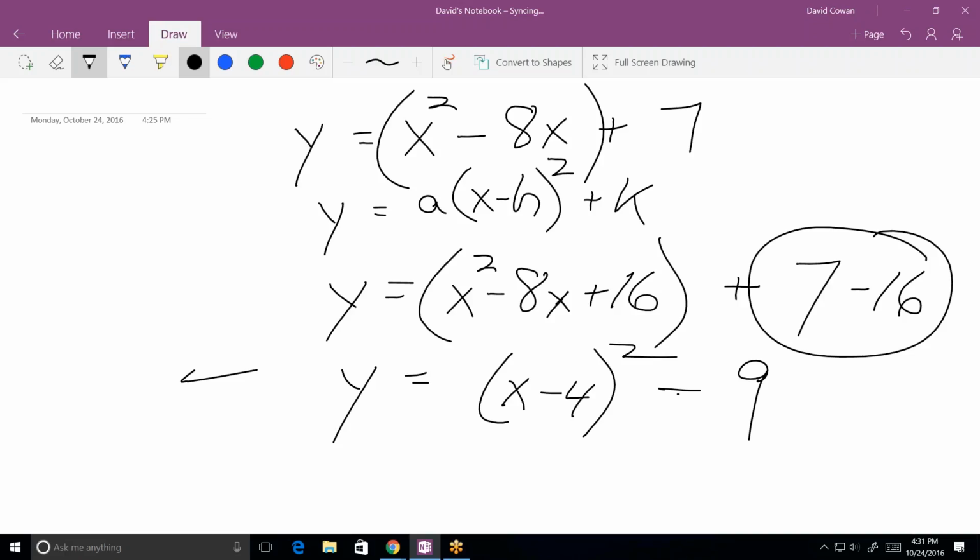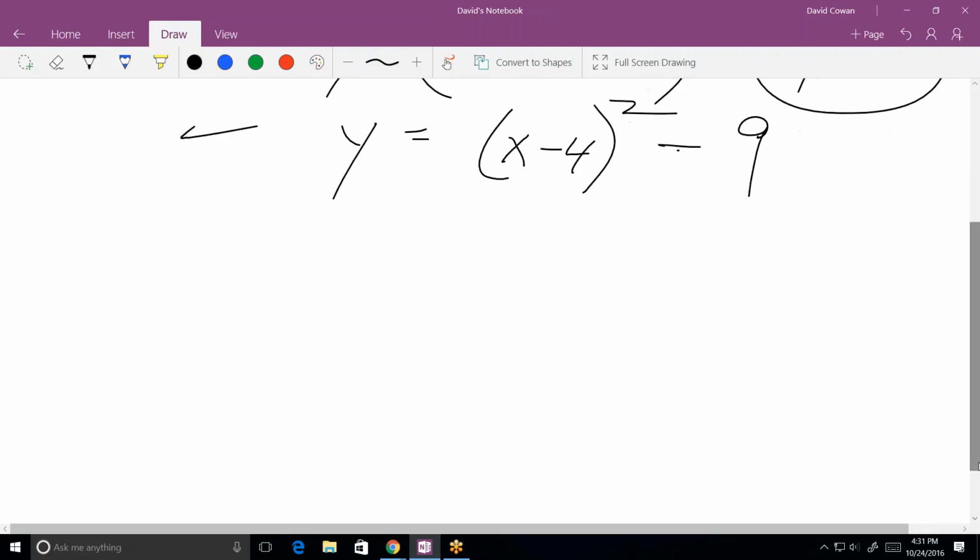When they say solve, perhaps they meant find the zeros. When they want you to find the x-intercept, that's where y is equal to 0. So now if I set y equal to 0, I can solve. Setting y equal to 0 is what you do when you try to find the x-intercepts.